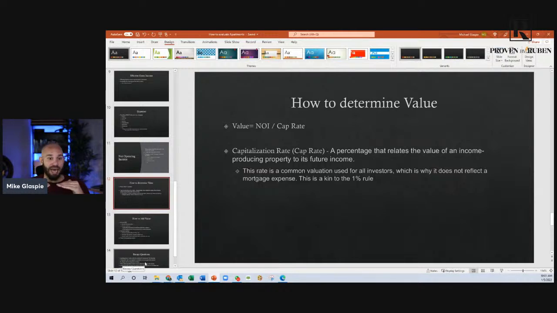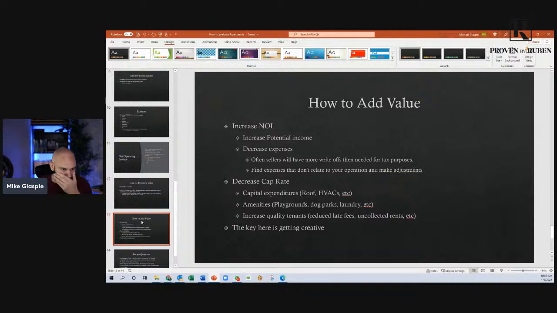But the way that I look at adding value, which is the next piece here, is what's the market cap rate today, and how can I get the cap rate lower in the future? Remember, cap rate is subjective, but what are some things I can do to influence cap rate? That's what we're going to talk about next: how to add value.